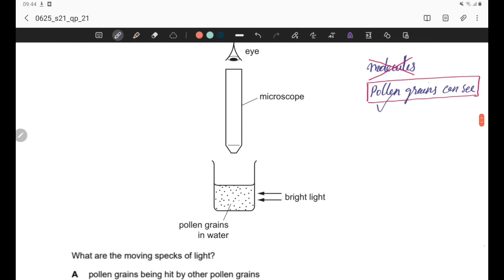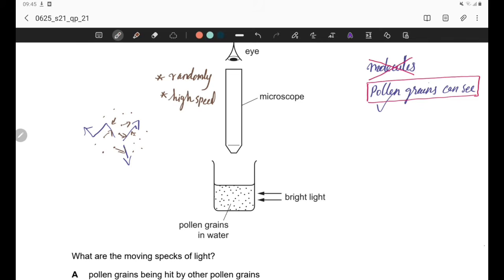But why are these pollen grains moving in a zigzag manner? It is because the small molecules inside this liquid, even though we cannot see them through the microscope, they are there and they will be moving in random direction with very high speed. So the molecules in the liquid will be moving randomly with high speed and will hit the pollen grains.